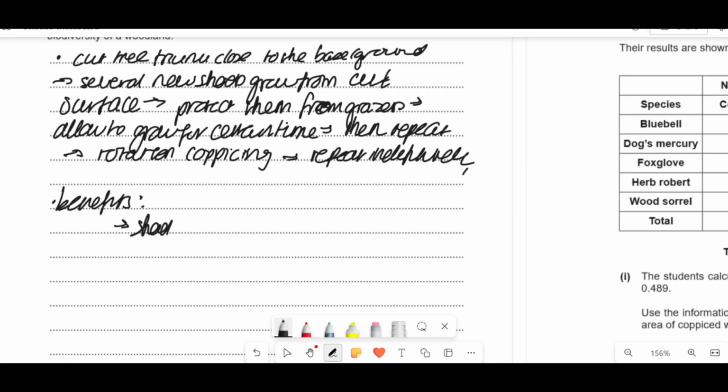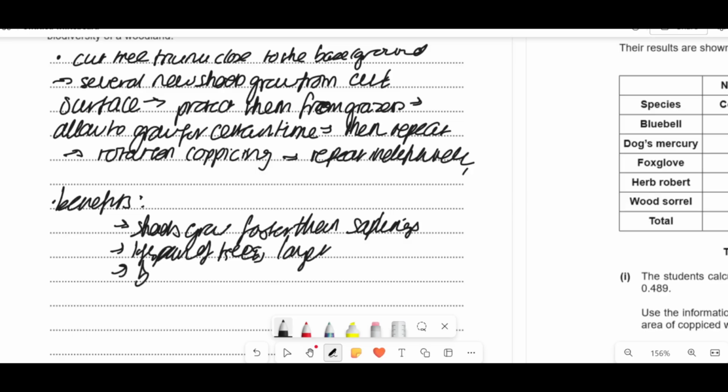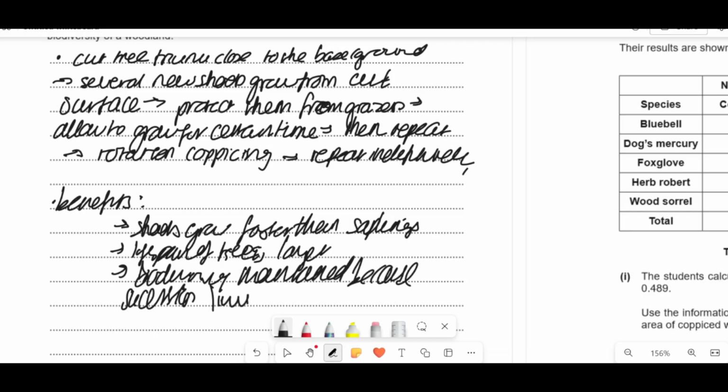So these shoots or stems grow faster than saplings. It means you can actually have more time for trees living versus dead, so the lifespan of trees is longer. And then, as I was saying before, biodiversity is maintained because succession is limited, as there is less shadowing of light.